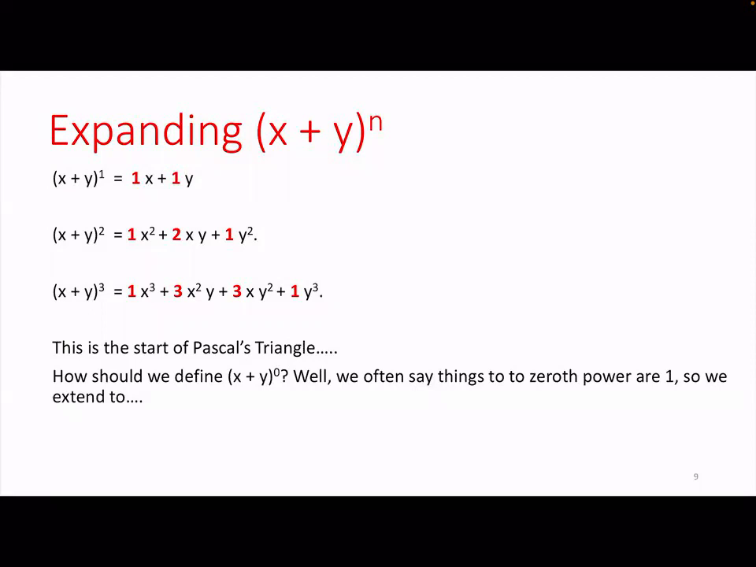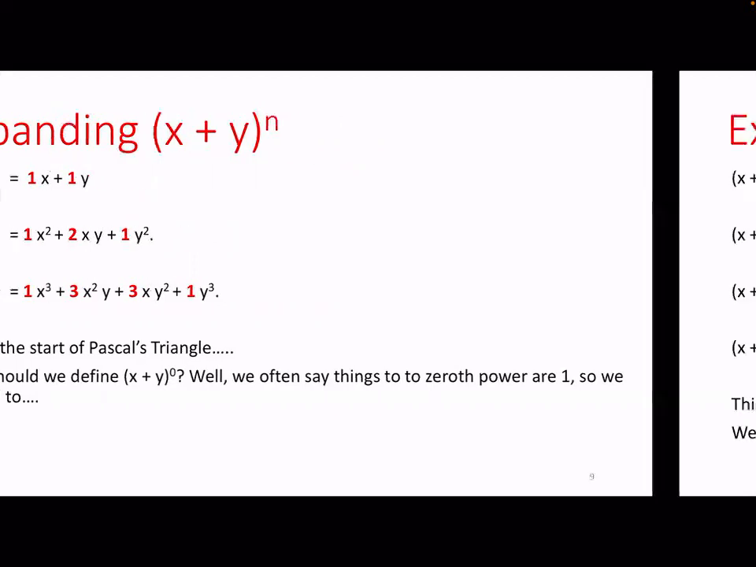Okay. So I'm claiming that this is what you get when you expand out x plus y to the n. What should it be when we have x plus y to the 0? Well, in mathematics, we typically say anything to the 0th power is 1. And so x plus y to the 0 should just be a 1.